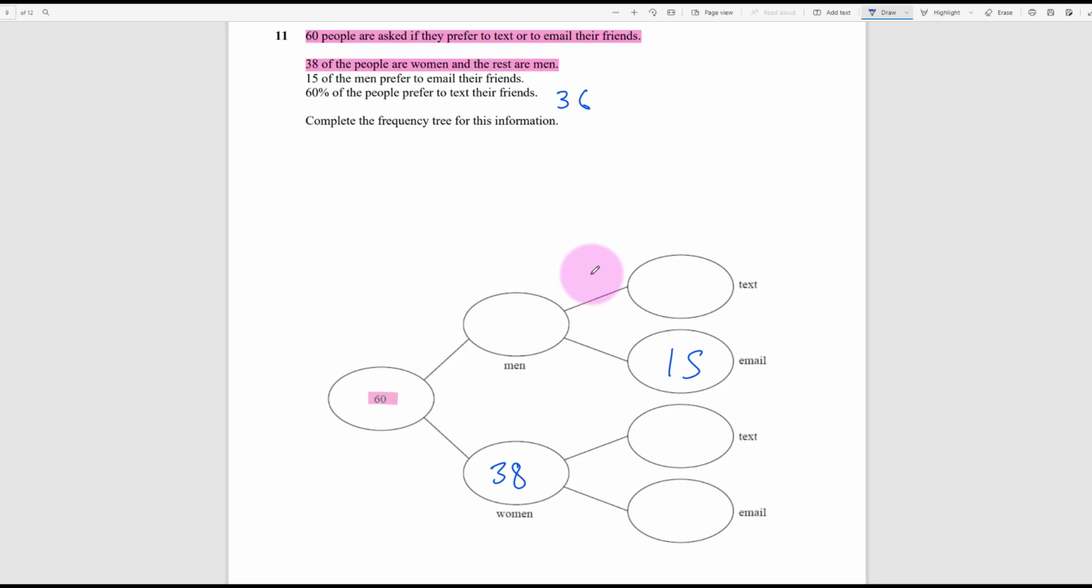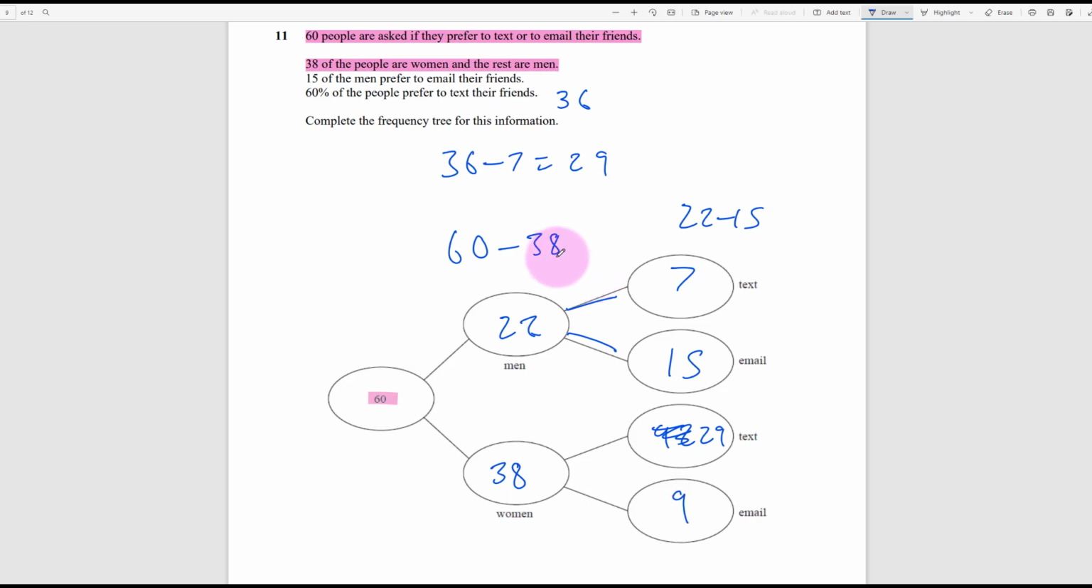Now what can we do? Well, if that's 38, men must be 60 minus 38, so that's 22 to make the 60. Now we can fill in the rest. These have to equal 22, so 22 minus 15 is 7. Now we know 36 people like to text. We've got 7 texts here for the men, so that means we must get 29 texts for the women. And that has to equal 38, these two, so that must be 9.